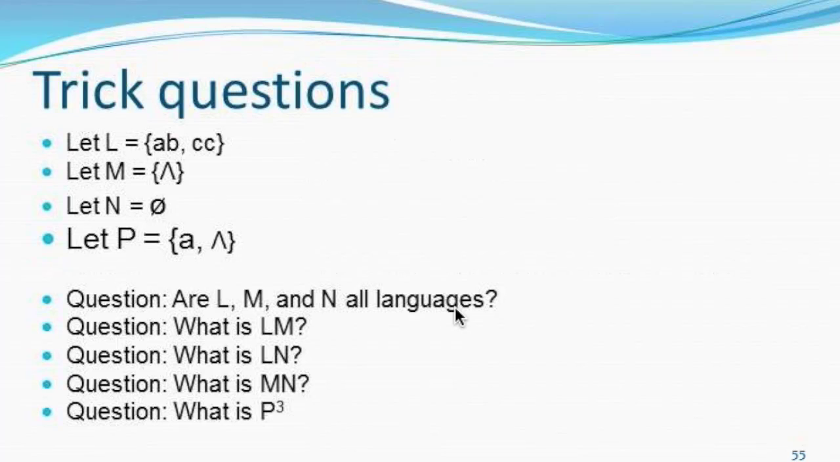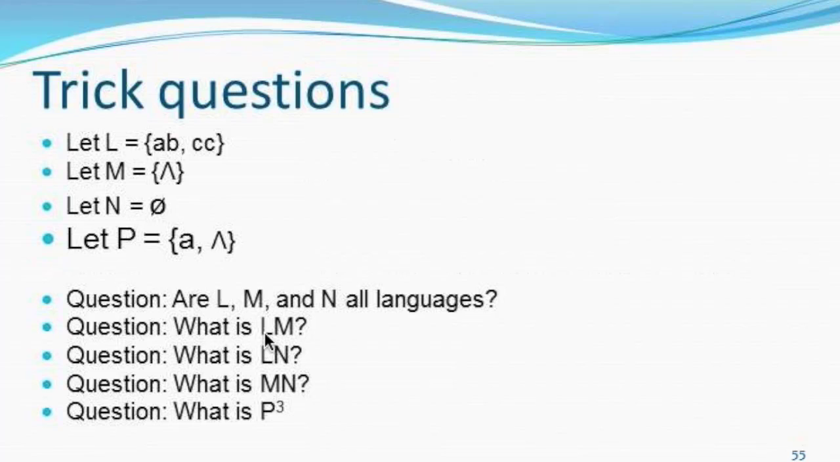What's a language? A language is just a set of strings. Well, L is a language because it's a set of strings. M is also a set of strings. It only has one string in it, and that string is the empty string, but it's still a set of strings, so it's still a language. And N, well, sure, it's a set. It's the empty set. There's nothing in it, but sure, that could be considered a set of strings.